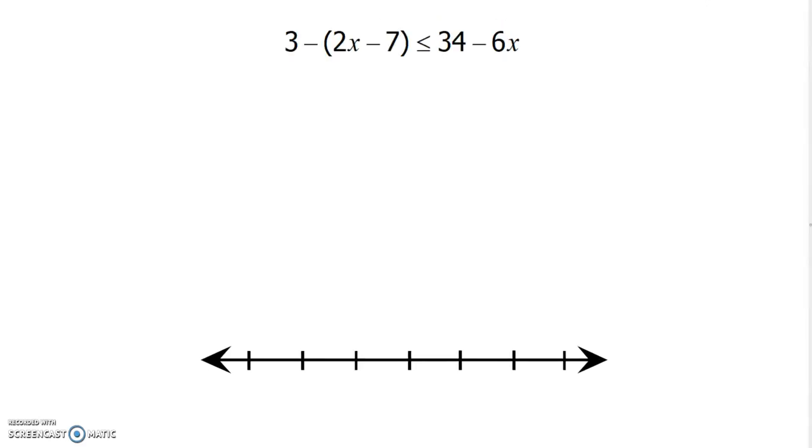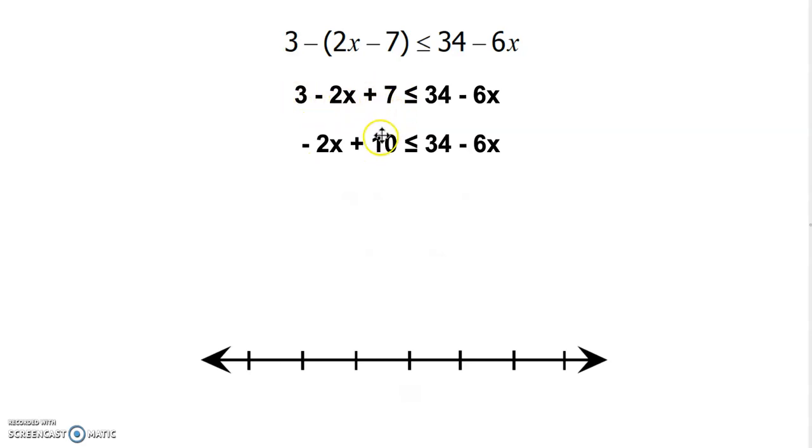Here we have a variable on both sides of the inequality, but we have some distribution as well. So notice here we're distributing a negative 1. We have 3 minus 2x, and when we distribute that negative 1, this turns into plus 7, is less than or equal to 34 minus 6x. Next, I'm going to combine my like terms on the left. I'm going to have 3 plus 7, which is 10, bring down the negative 2x, and I didn't change anything on the right-hand side.